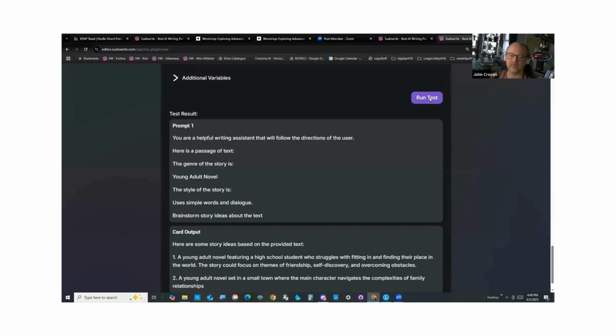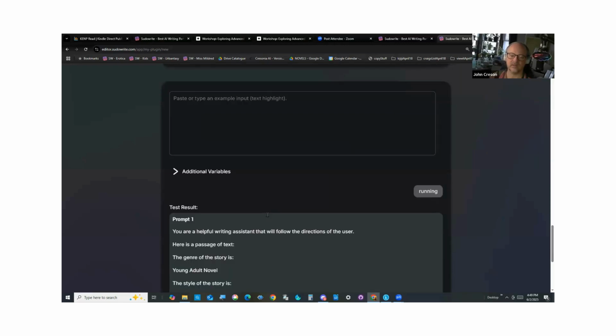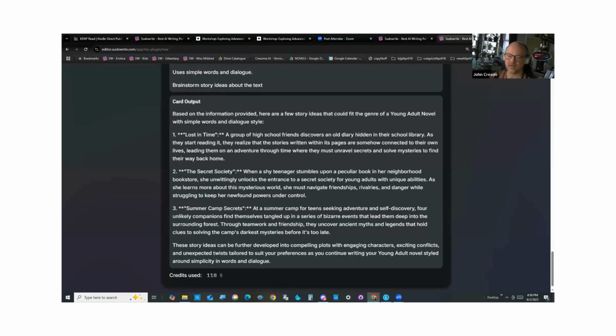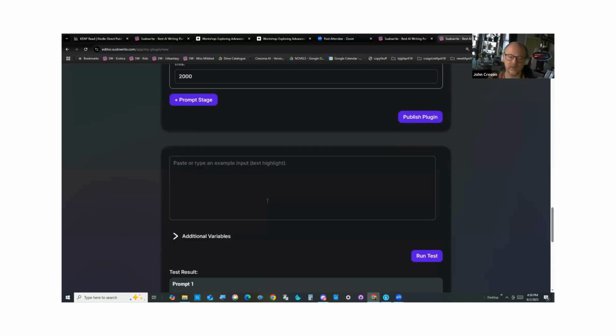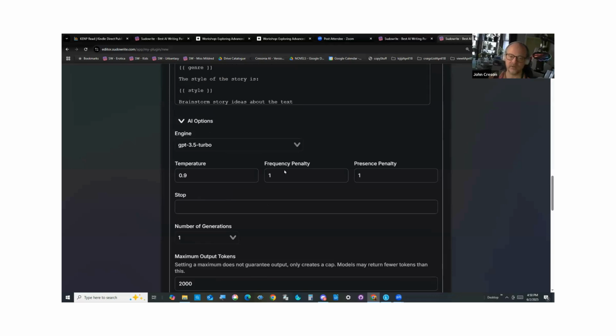Lost in Time: a group of high school friends discovers an old diary hidden in their school library. As they start reading, they realize the story is written within its pages. Some are connected to their own lives, leading them on an adventure through time where they must unravel secrets and solve mysteries to find their way back home. The Secret Society: when a shy teenager stumbles upon a peculiar book in a neighborhood store, she unwittingly unlocks the secret entrance to a secret society for young adults with unique abilities as she learns about this mysterious world. And Summer Camp Secrets. Okay, so that would be with the default 3.5 turbo.